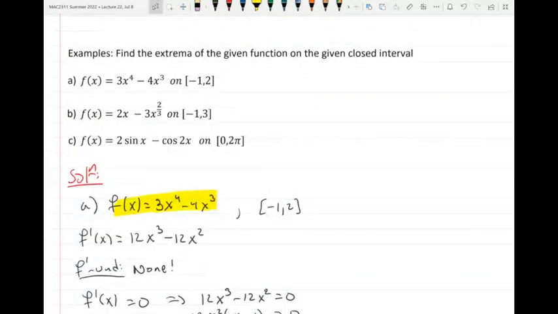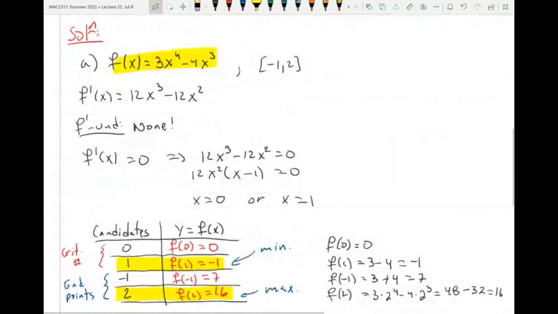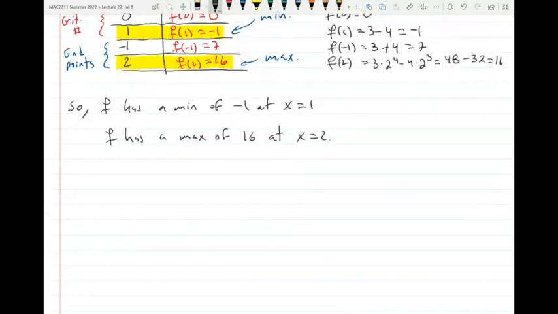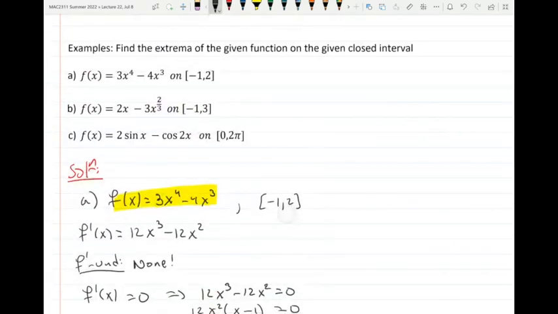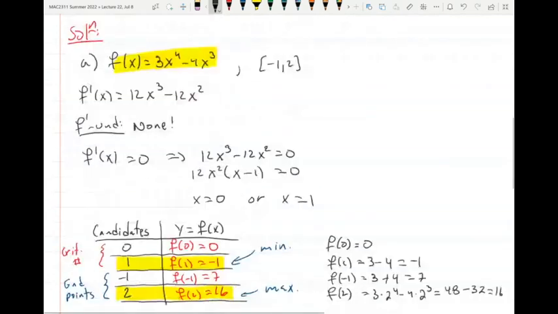The next one is slightly more interesting because now the algebra becomes a little bit more interesting. And then the third one we're going to need to do some trigonometry, so that's a good exercise. All right, so let's do B: 2x minus 3x to the 2/3, and the interval in question is negative 1 to 3.